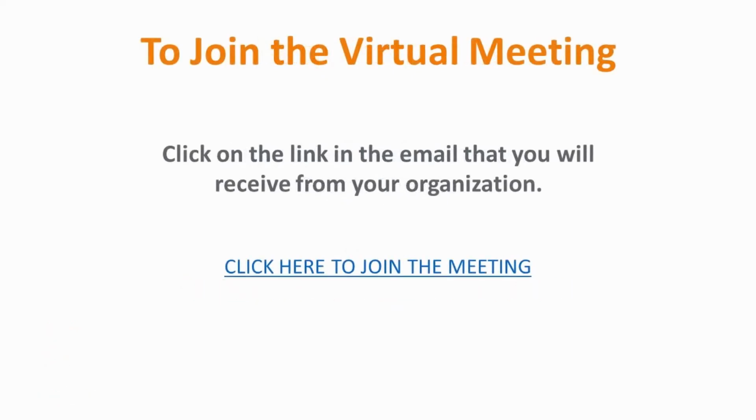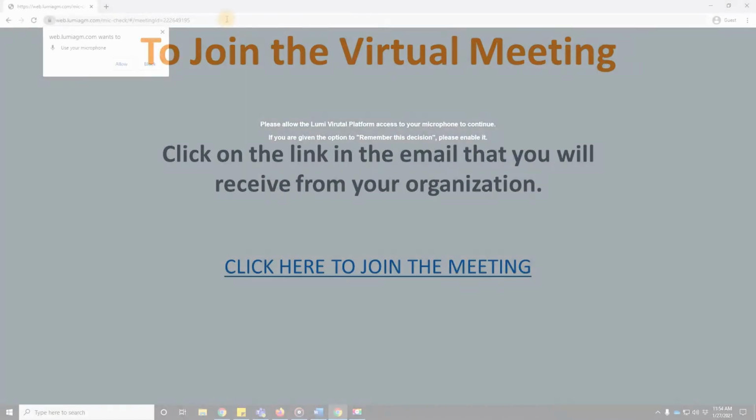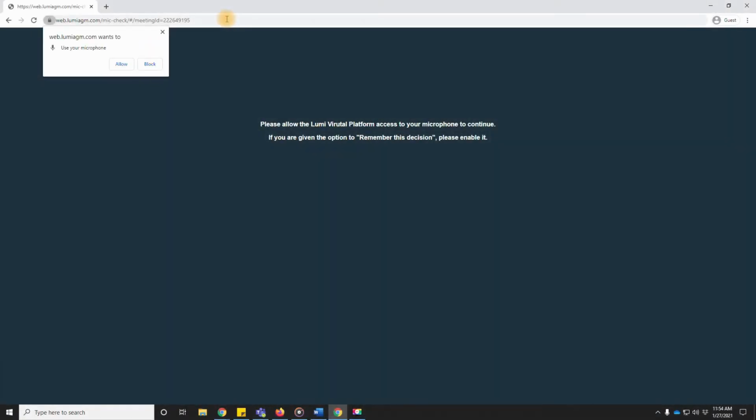You will receive an email from your event organizers containing a link to the virtual meeting. To join the virtual meeting, click on the link in the email. This link will take you to a plain black screen. You will get a pop-up that says www.web.lumiagm.com wants to use your camera and microphone.